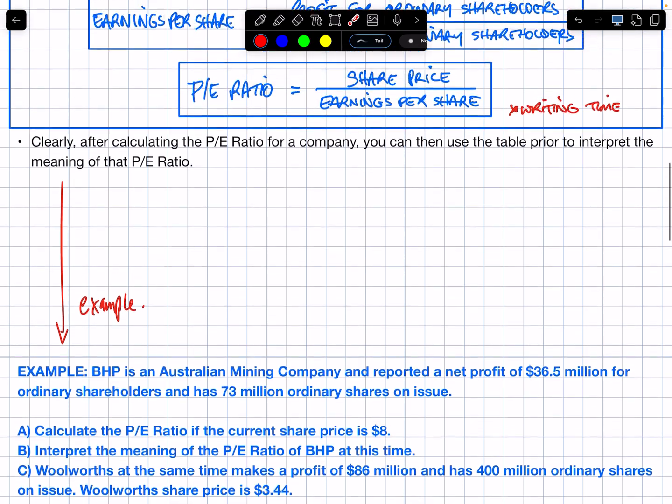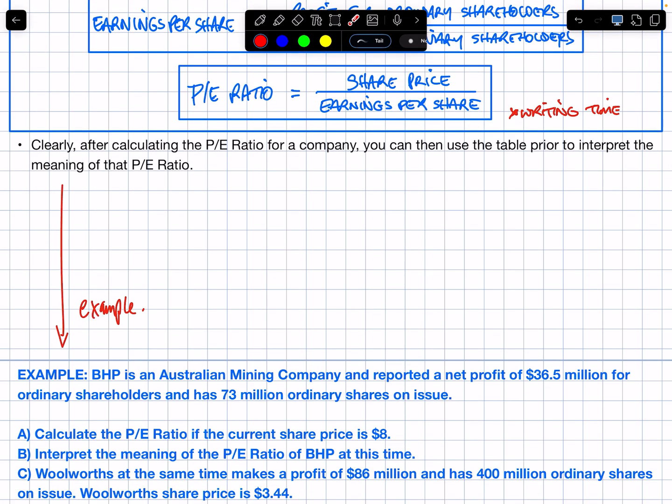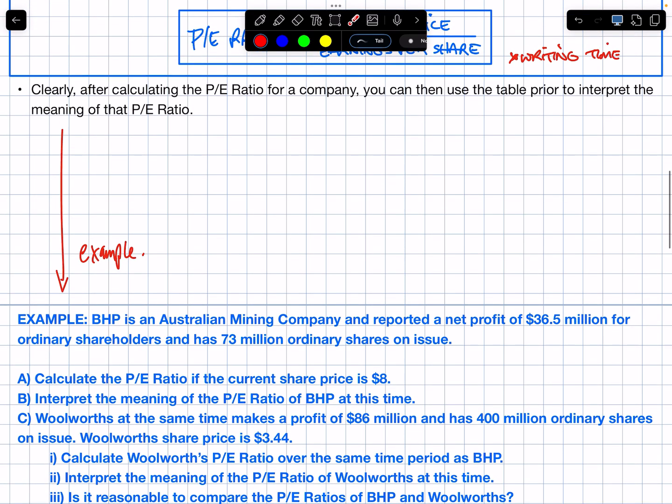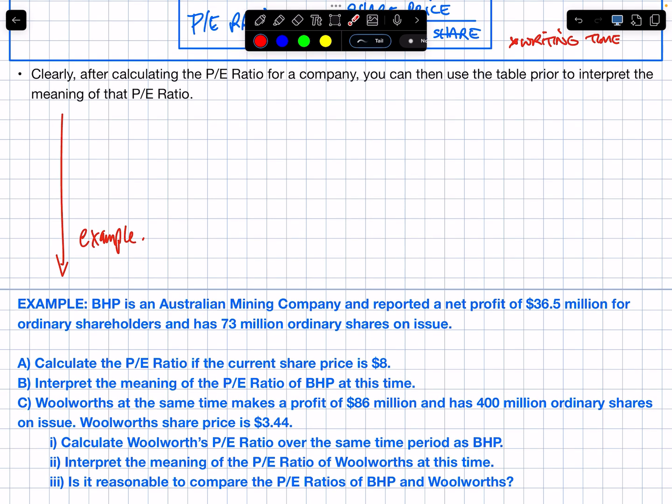Okay, I'll scroll down enough so you can get the example down. BHP. Last example. BHP is an Aussie mining company. They made a net profit of $36.5 million for ordinary shareholders, and they're split into 73 million ordinary shares. What's the PE ratio if the current share price is $8? Interpret the meaning of the PE ratio of BHP at this time using that table. So this is an example question for using that formula. Can you get this example down, please?